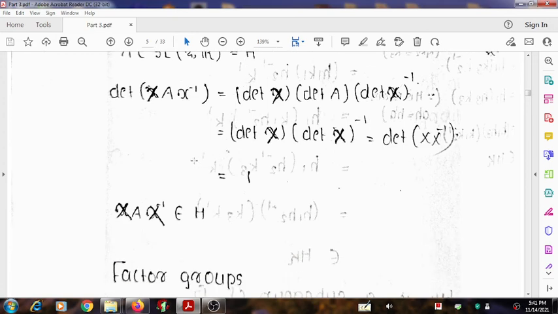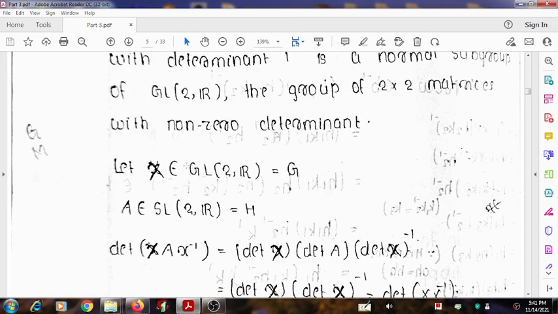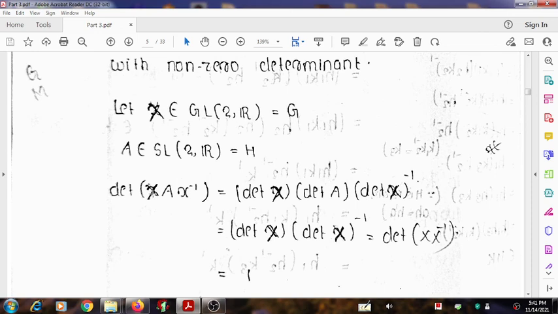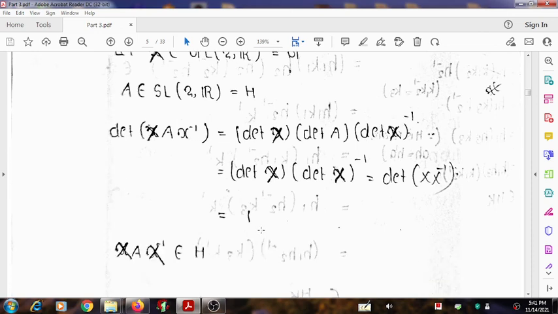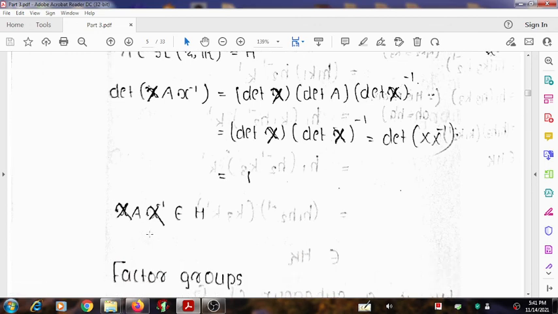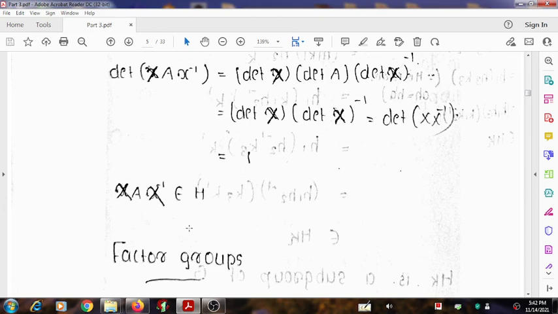Hence whenever we take arbitrarily an element from G and arbitrarily an element from H and find the product X A X inverse, and then take the determinant, we get its value equal to 1, implying that the product X A X inverse belongs to H. Therefore H is a normal subgroup of G. This completes our verification. Thank you.